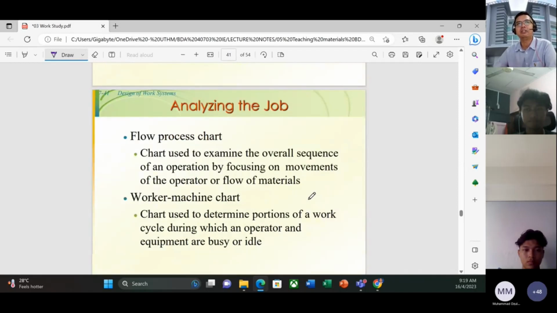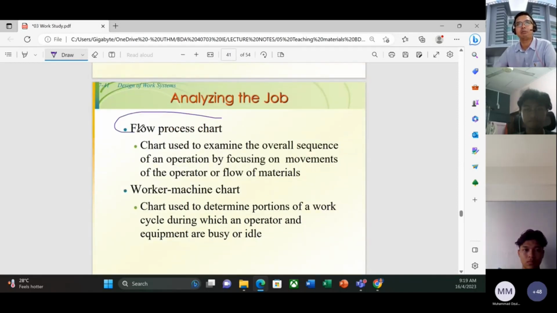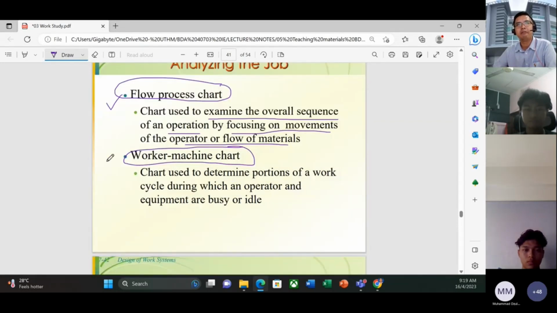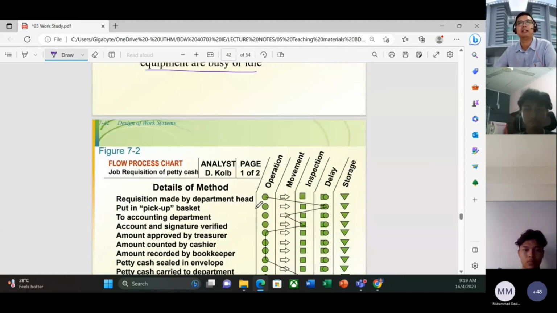So how do we want to analyze the job? There are two types: the flow process chart and the worker-machine chart. The flow process chart is used to examine the overall sequence of the operation by focusing on the movement of the operator or flow of material. Meanwhile, the worker-machine chart determines the portion of the work cycle during which an operator and equipment are busy or idle.